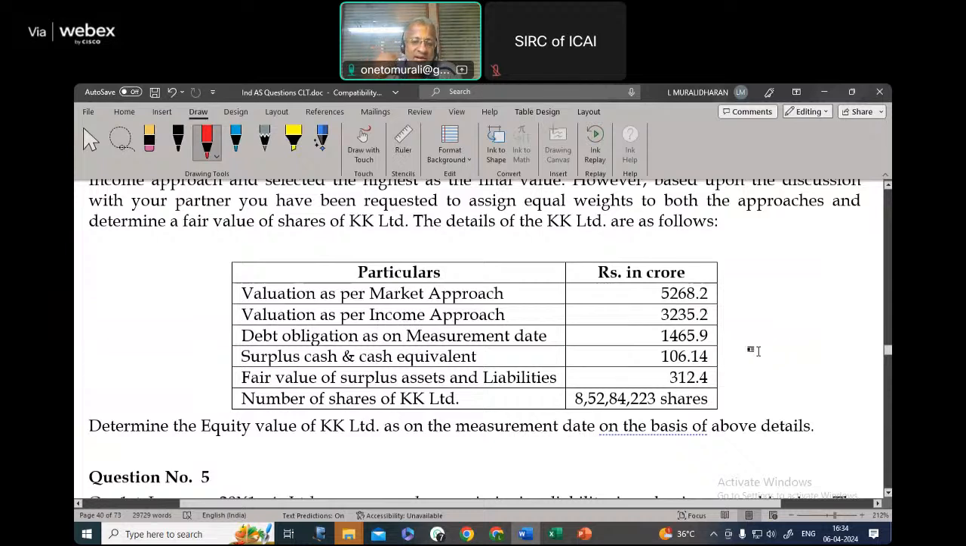Like the last, the data are all on similar lines. Then apart from that, you do have the fair value of surplus assets and liabilities, 312.4, and the same 8,84,223 shares that you have. Determine the equity value of KK Limited as on the measurement date on the basis of the above details. Now, 50-50 equal weight is what they are expected to use.